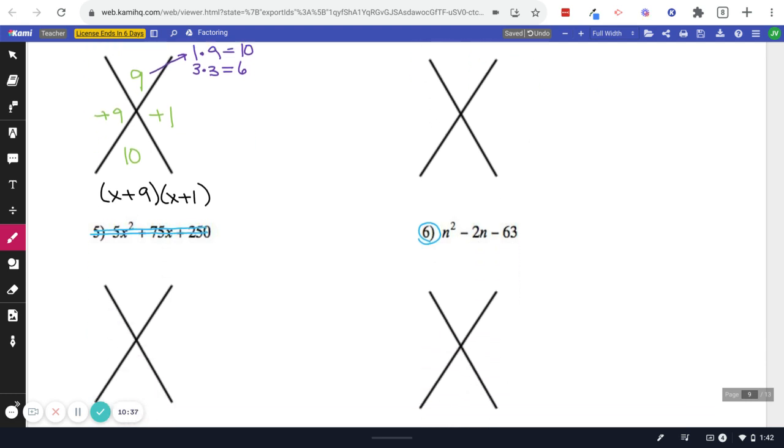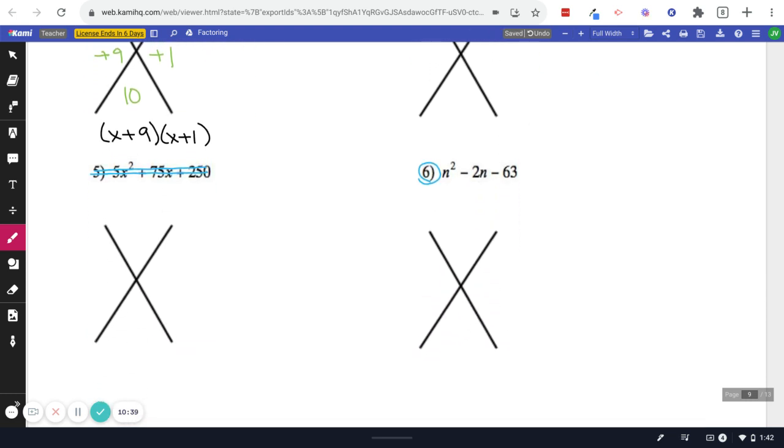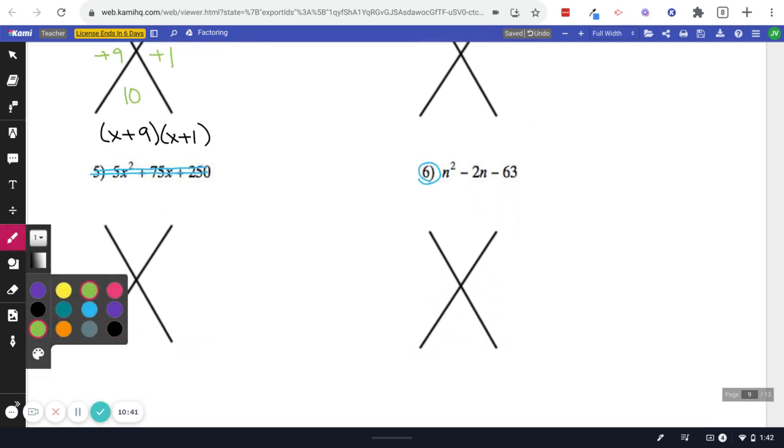We skipped over 4. We skipped over 5. Now here we're down here at 6. Our last number is negative 63. Our middle number is negative 2. According to our multiplication table, the only time we see 63 is actually with 7 and 9. We could do 1 and 63, but that's a little bit crazy. We could do negative 63 and 1. Still a little bit crazy. So let's just start with 7 and 9.